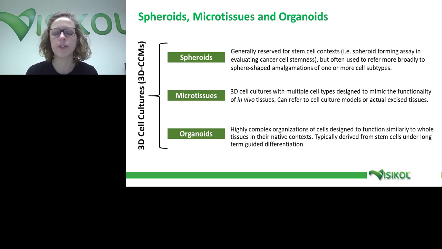And the last category that you'll hear used a lot is organoids. These are much more organized amalgamations of cells, and usually this term applies to cells that have been derived from some sort of stem lineage. So it's really a long-term guided differentiation process that gives you this larger structure. So you hear a lot about iPSC-derived neural organoids as a very, very common usage of that term.